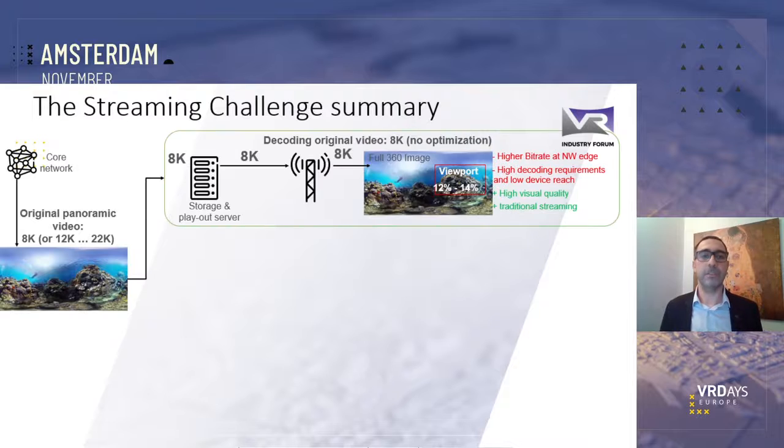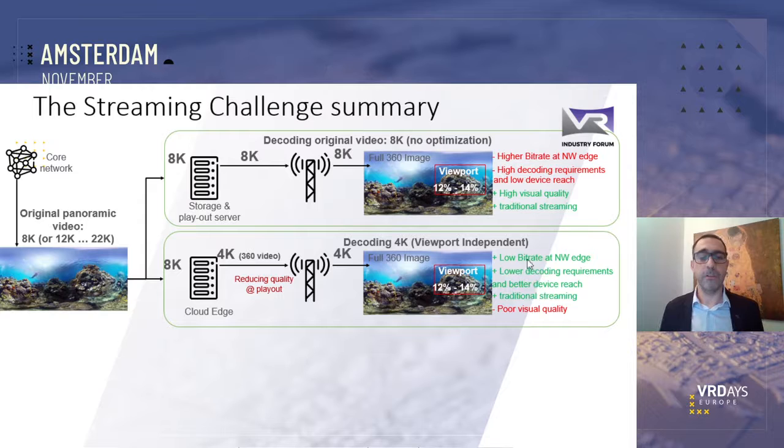So this is the summary of the streaming challenge. As you can see, when you create 8K content and deliver 8K as a viewport-independent profile, you have a higher bitrate at the network edge because it's 8K. You have higher decoding requirements and low device reach. However, you keep the visual quality and it's traditional streaming. If you use 4K viewport-independent, you reduce the quality by downscaling from 8K to 4K, and you deliver it as 4K content.